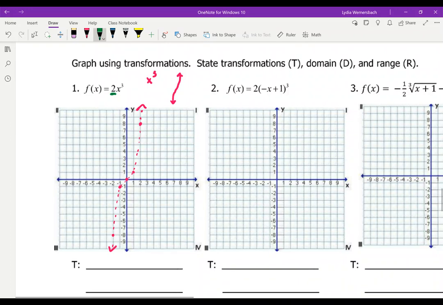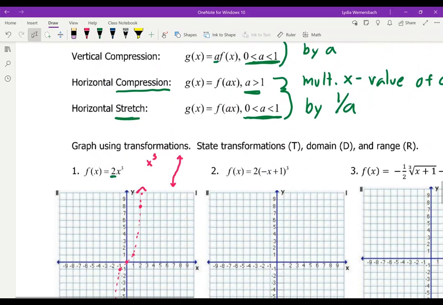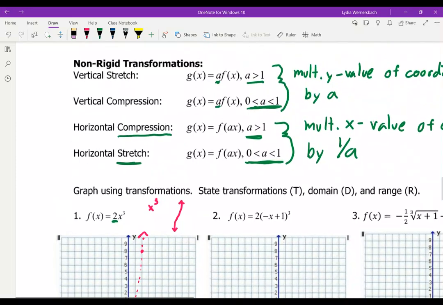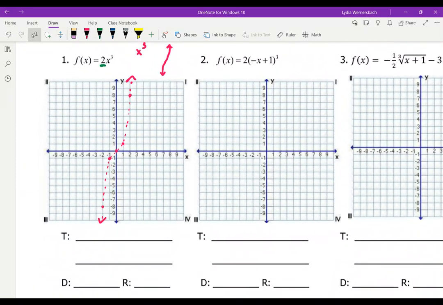Again, that is outside of the function, right? If it was inside, it would be like 2x to the third. So that's different. It's outside of the function. So that means it's going to be a vertical. It is bigger than 1. So it's going to be a vertical stretch by 2. And so what that means is, we'll take all the points we have right now and we're going to multiply just their y values by 2.